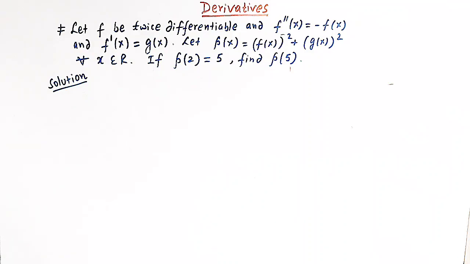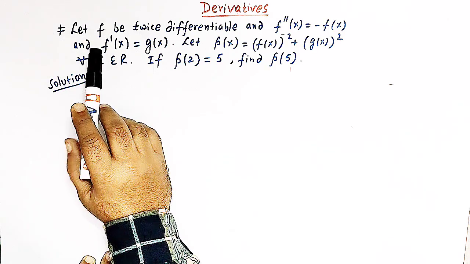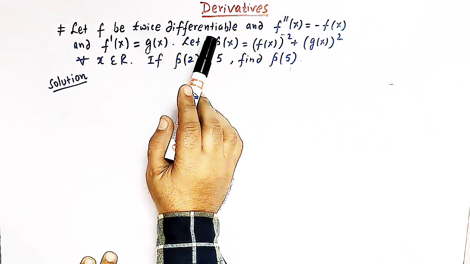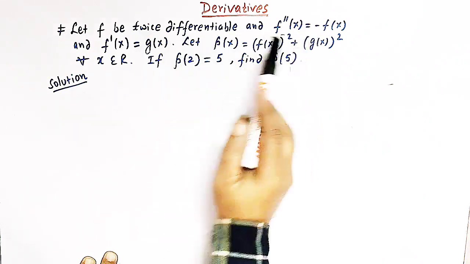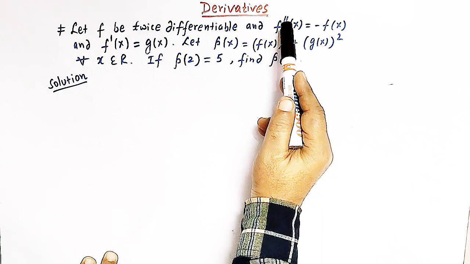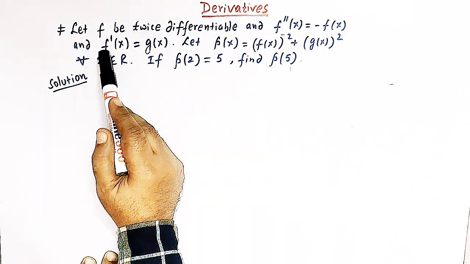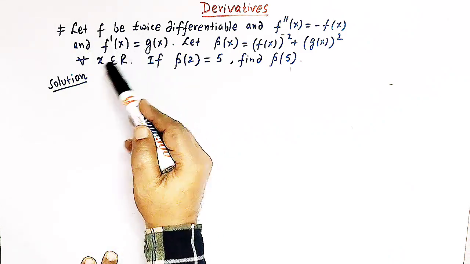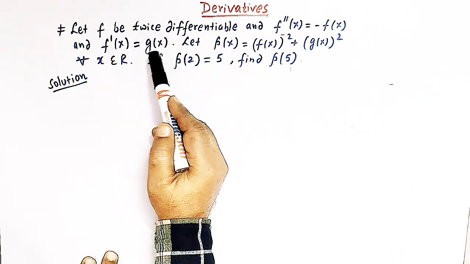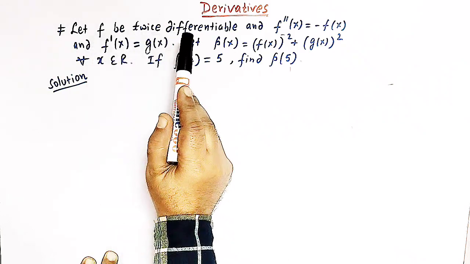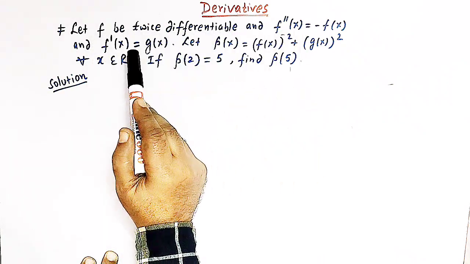Hello, viewers. In today's session, we are going to discuss a very important and conceptual problem from derivatives, right? And here we are going to discuss this problem where we are given a function f which is twice differentiable, and we are given some conditions, that is f double prime of x is equal to negative of f of x, and f prime of x is equal to some other function, say g of x, right? So f is twice differentiable, and we are given these two conditions.